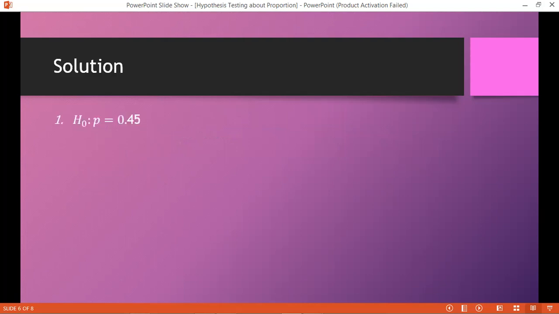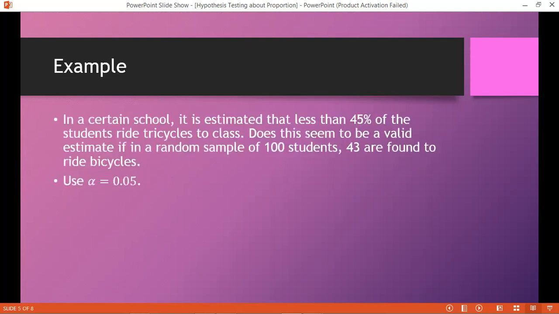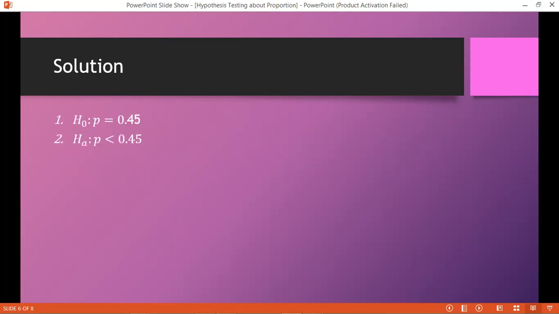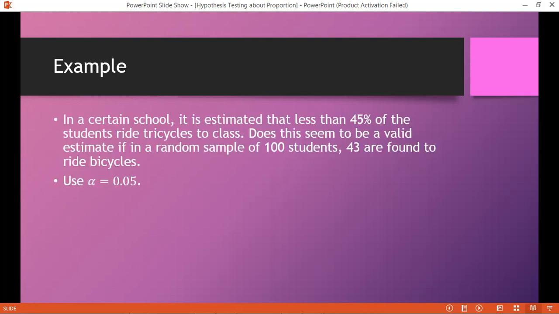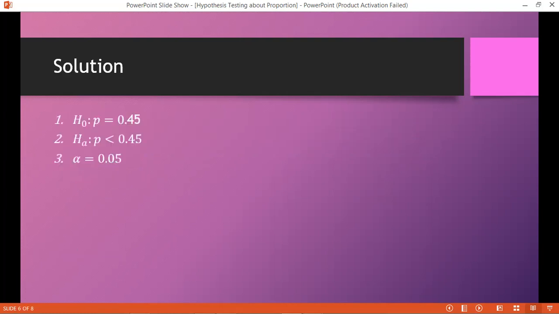For our null hypothesis, our claim is that P equals 0.45. How did it become 0.45? Because we have 45%. And then our alternative hypothesis says that P is less than 0.45. Why less than? It says here, it is estimated that less than 45%. Okay. Now, for our alpha, we use 0.05.